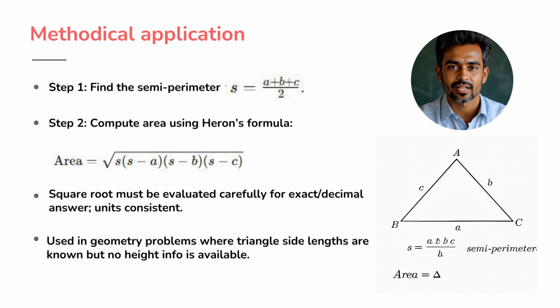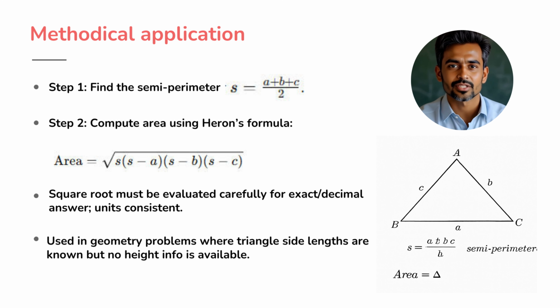Remember, when calculating the square root, be careful to get accurate values. Sometimes you'll want exact answers, other times decimals rounded to 2 places. Always double check that the units of your side lengths are the same before starting to keep the area units consistent. This method is especially useful in geometry problems where you know all the sides but the height isn't given. No need to draw perpendiculars or measure angles.